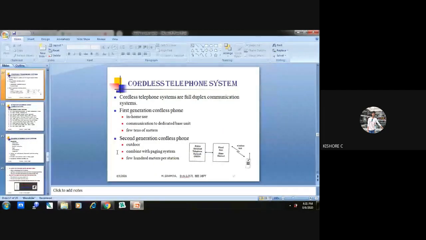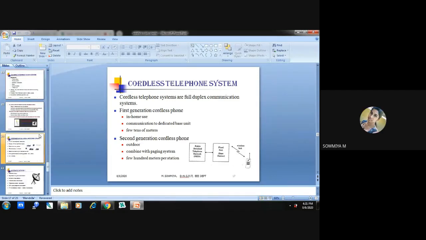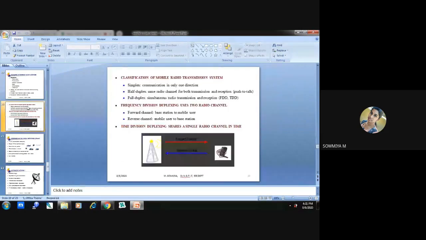What is the difference between half duplex and full duplex? Sir, half duplex means we can transmit and also receive the information, but these two take place only on the same radio channel. In the case of full duplex, it doesn't take place on the same radio channel, and different channels are implemented. In that case also we can transmit and receive our information.